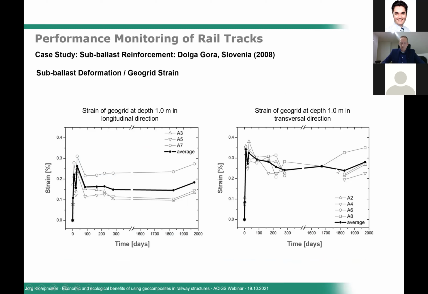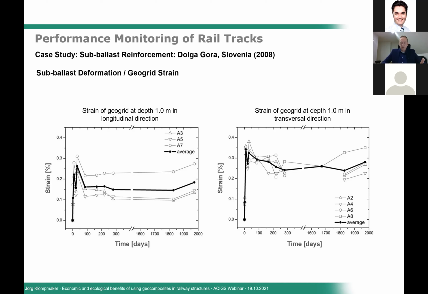Why is the strain in transverse direction slightly higher? Because we are missing the lateral confinement due to the embankment structure of our railway track. And in longitudinal direction, of course, we have the support of the ballast, which is then reducing the thrust force in our section. But both are on a very low level of strain, far, far away from a failure state. And that's exactly what we want to see.